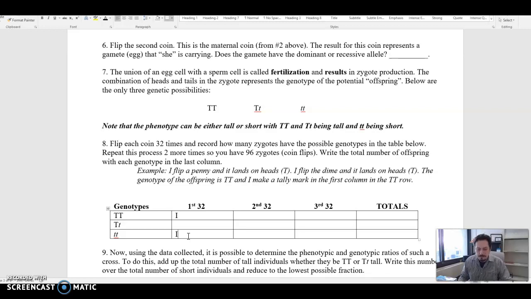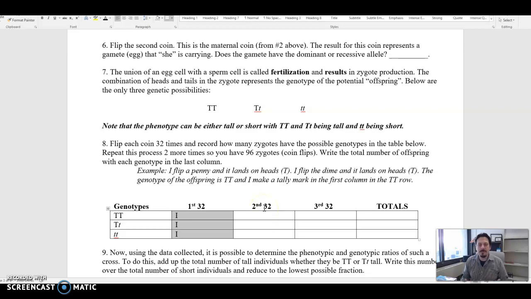I'm going to flip again. And this time I got a heads and a tails. So I'm going to put a little note there. And you're going to do this a total of 32 times. So here's the first 32 times. And because in science, we like to have a lot of data, we need a lot of numbers, we're going to ask you to do this whole process 2 more times. So a total of 96 coin flips.